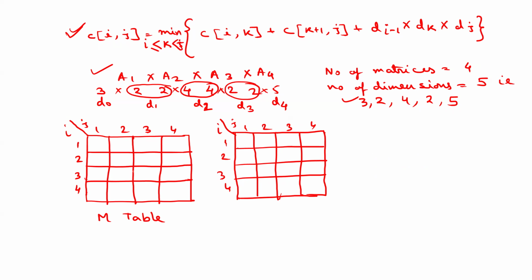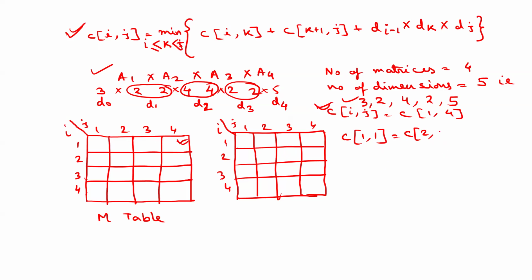So at first we solve A11, A22, A33 and A44. So first we solve C11, C22, where j minus i equals 0. Ultimately we need to find the solution of Cij, here C14. That is the final solution we need to calculate. C14 means this place.